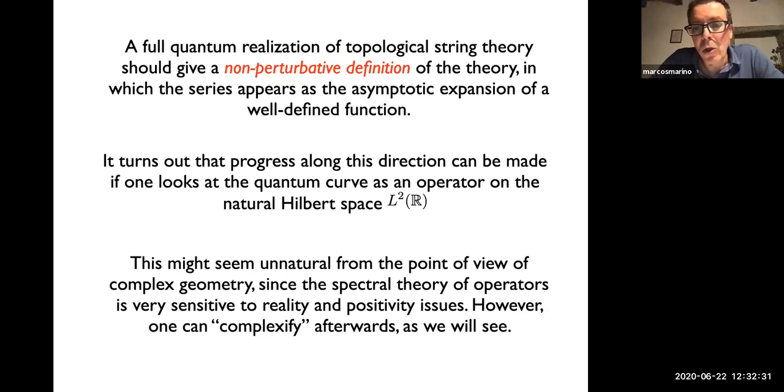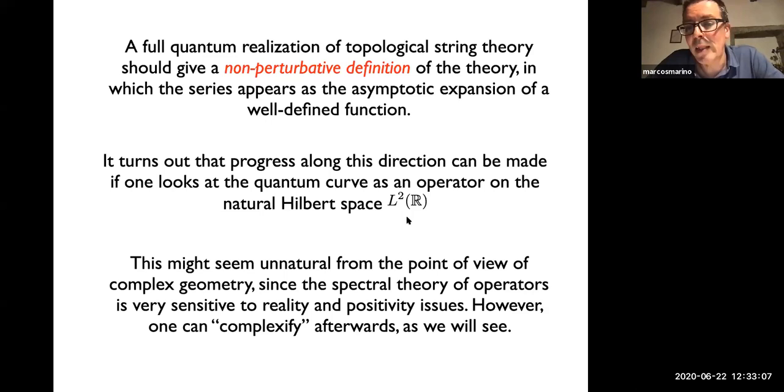And so what we actually did was to take the operator that you obtain from natural quantization, which, since you are working in one dimension, is an operator in one dimension. So the natural Hilbert space for this theory should be just L^2(R), the most elementary Hilbert space. And let me tell you from the very beginning that if you come from algebraic geometry, this is extremely unnatural to do, because when you start doing spectral theory of operators rigorously or seriously, then the spectral theory of operators is very sensitive, not only to reality issues, but even to positivity issues.